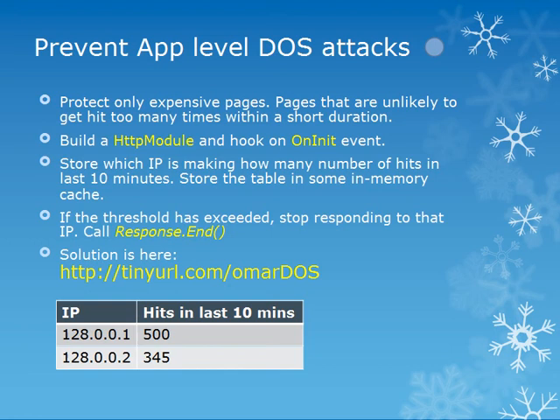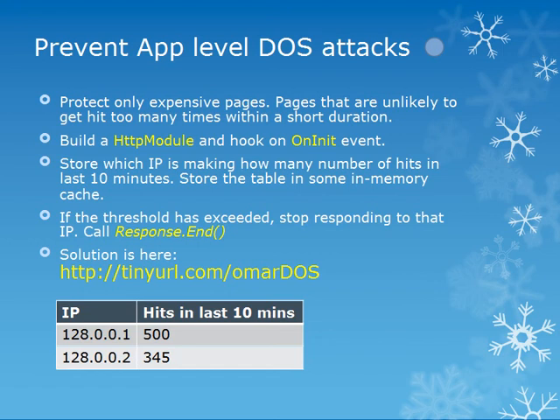And if the threshold has been exceeded within a certain duration, then you just call response.end and the request terminates immediately. So the idea is to capture this as early as possible. That's the onInit event, before the ASP.NET pipeline gets a chance to execute, which would consume some CPU. So you capture it on onInit and then immediately call response.end to end the request with the least amount of CPU consumption.